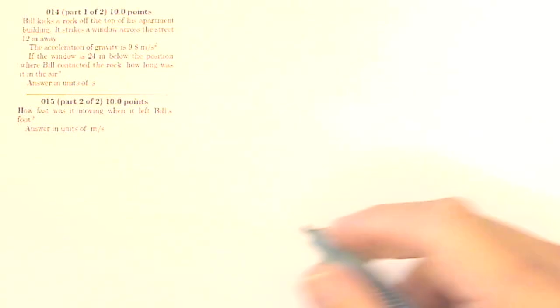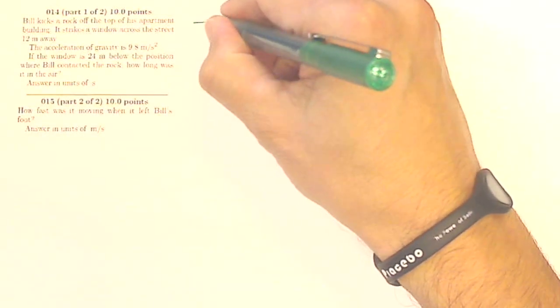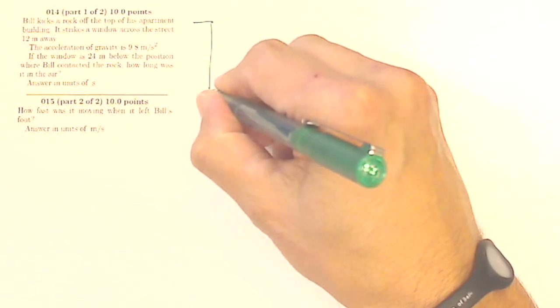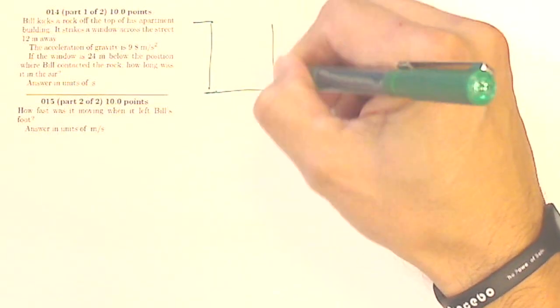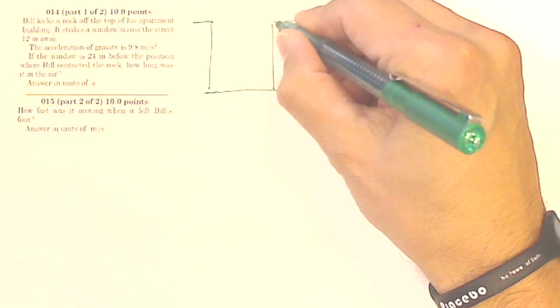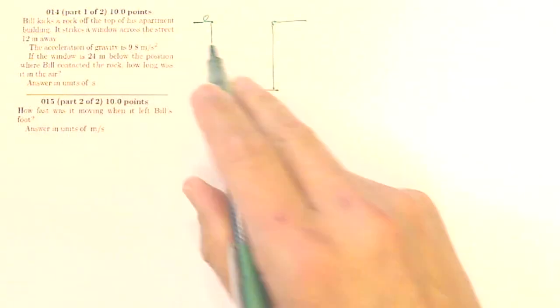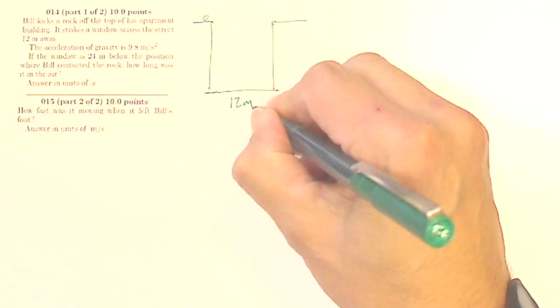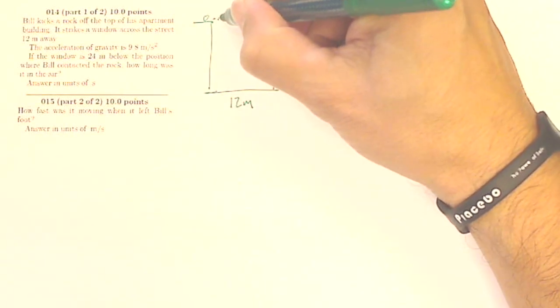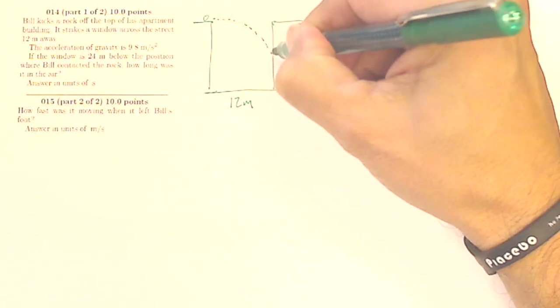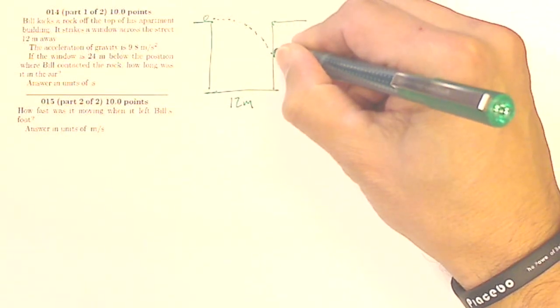This is physics homework number 7, questions 14 and 15. It says, Bill kicks a rock off the top of his apartment building. It strikes a window across the street 12 meters away. So let me start with a picture here. I've got one building, I've got another building. And I know that Bill kicks a rock, strikes a window across the street 12 meters away. I know this is 12 meters. I know that when he kicks the rock, it's going to come and fall this way. So apparently it's striking a window here somewhere.